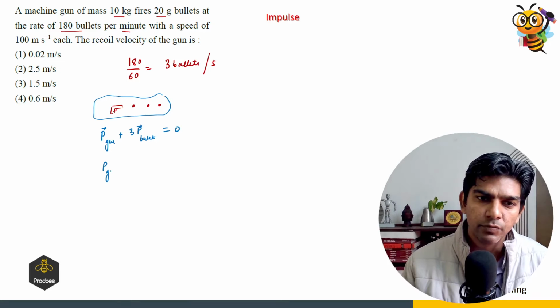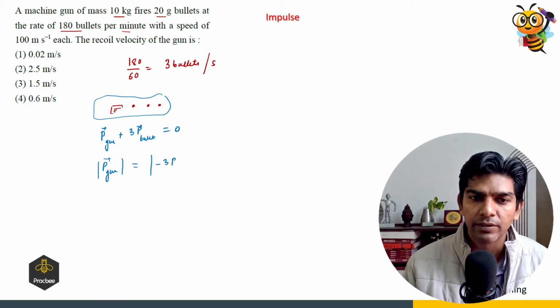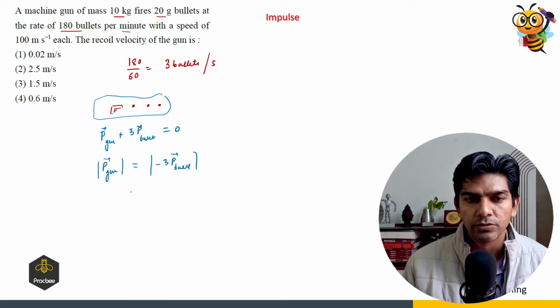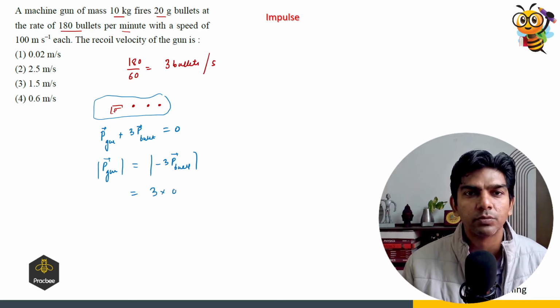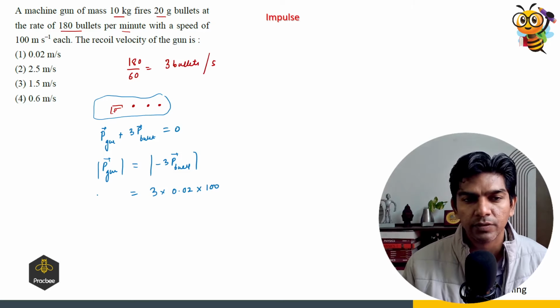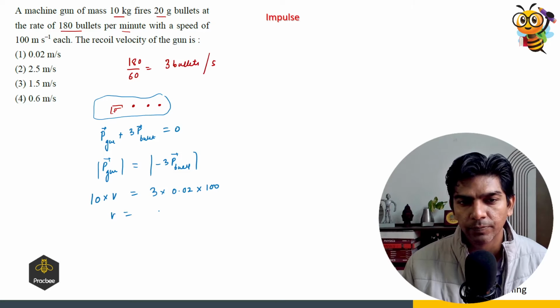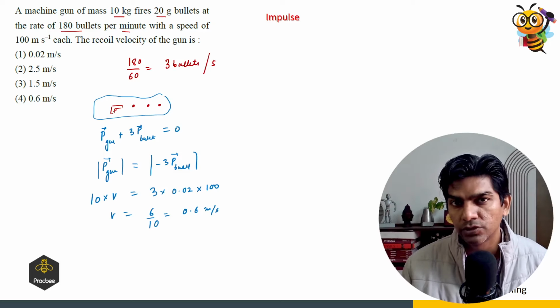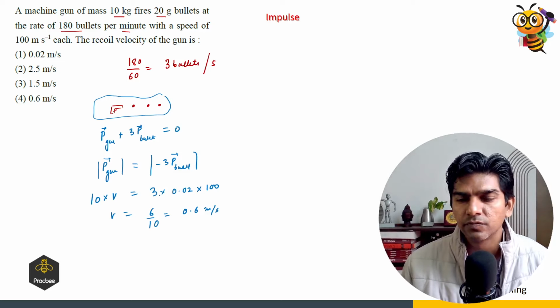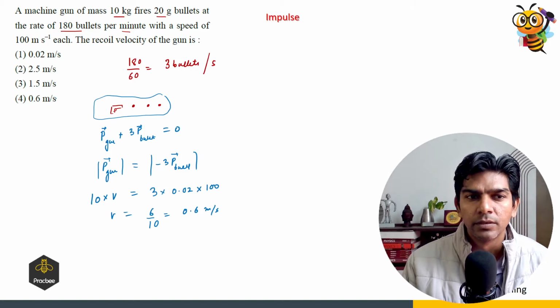So we can say the magnitude of linear momentum of the gun will be 3 times the magnitude for one bullet. So it will be 3 times the mass of one bullet, which is 0.02, and the velocity is 100. And the linear momentum of the gun will be the mass of the gun, that is 10, times the recoil velocity V. So V will be 6 by 10, which comes out to be 0.6. So basically they want us to find the recoil velocity after 1 second. If the question is incomplete, always try to find it in 1 second, right? So the option will be 4.